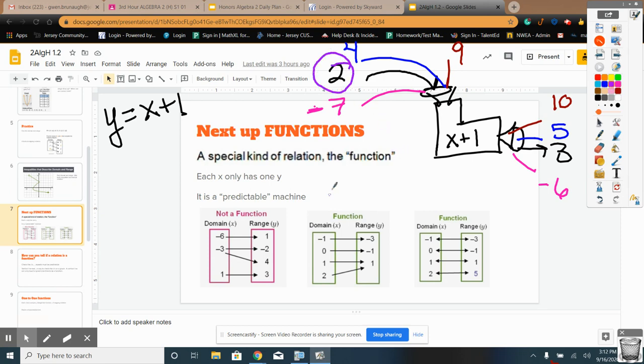Now, for this machine, let's say later somebody comes in the room and says, hey, I want to plug 2 in. This machine always, always, always turns 2s into 3s. That's what it means by each x only has one y. Every time somebody plugs a 2 in, it shoots out a 3. There never becomes a time where somebody will plug in a 2 and maybe it shoots out a 10. That's not predictable anymore. The machine is doing some things to these numbers and turning these numbers into other numbers. So this is a function.